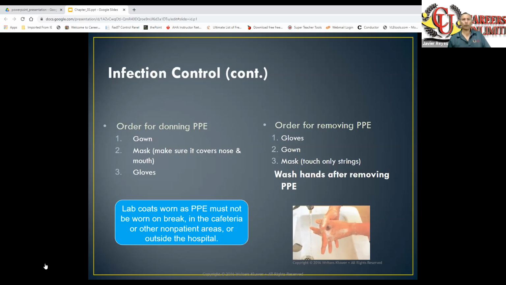So you have to know this order, guys. Put it on and take it off. You are going to see it in the exam. Very, very important.